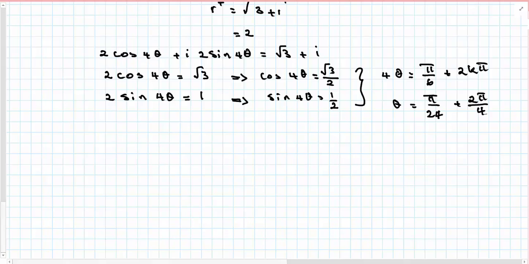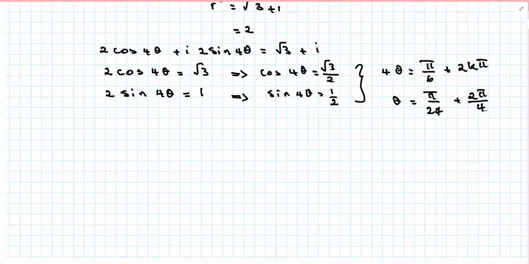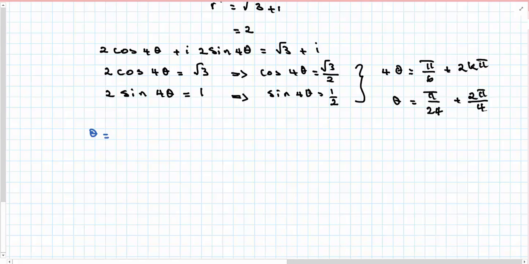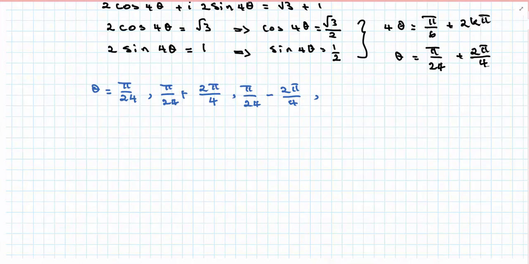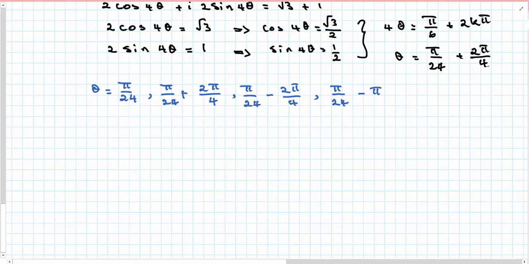So for my thetas, I end up with pi on 24, then pi on 24 plus 2 pi on 4. Then from pi on 24 I subtract 2 pi on 4, because if I added I would go beyond the domain of theta, and then I subtract 2 lots of 2 pi on 4s, which is the same as 4 pi on 4, which is the same as pi.